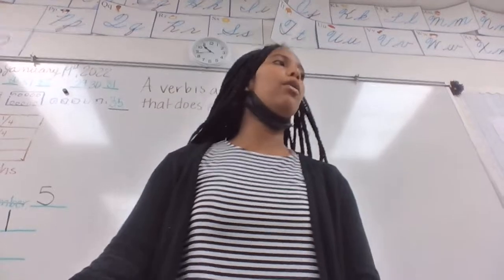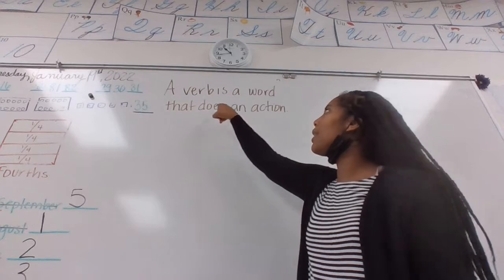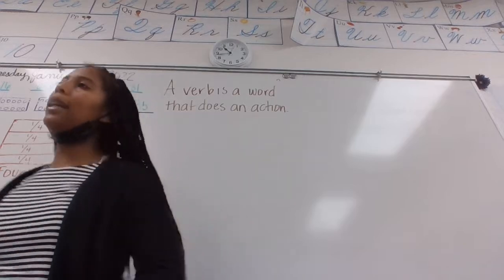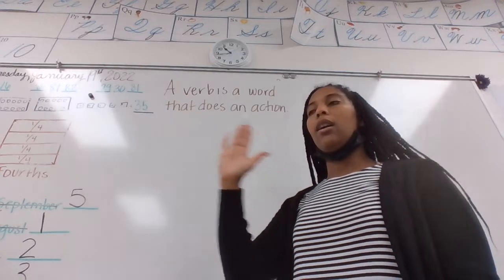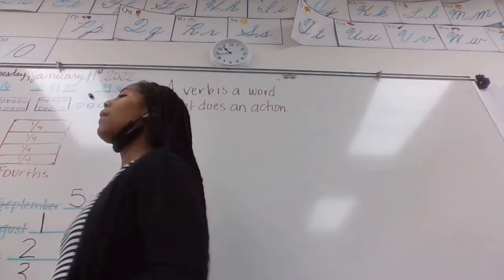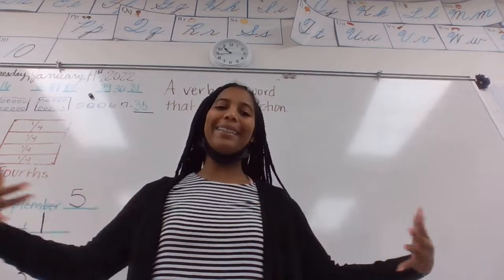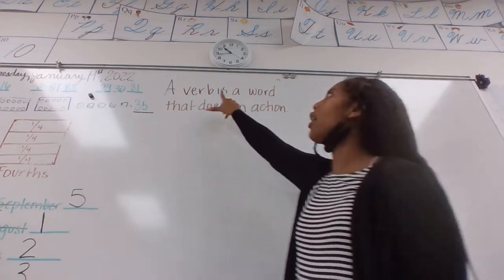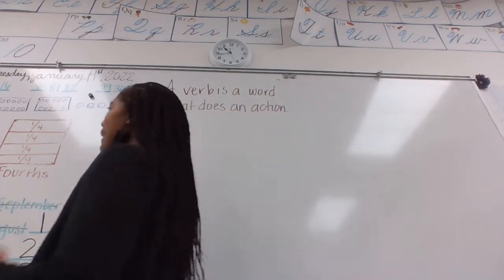So we are learning the definition of a verb. And so I ask you, what is a verb? You would say, a verb is a word that does an action. Verbs are action words. Anytime we have a word that requires movement, like wave, walk, clap, blink, smile, all of these are what we call action words, which are verbs.